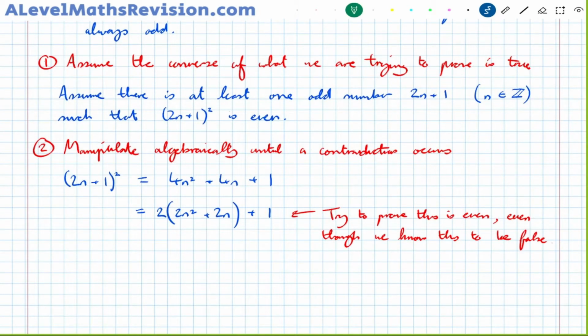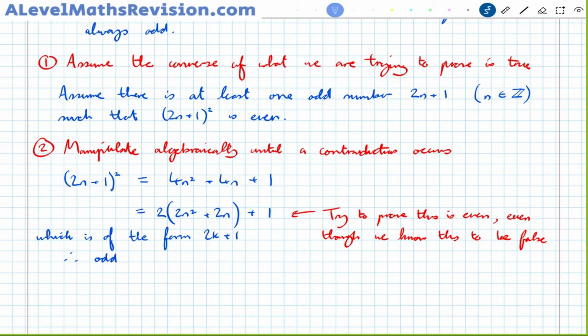And clearly, it's odd, which is of the form 2k plus 1, therefore odd. We assumed it's even. We put ourselves out there, scream from the rooftops that we're trying to prove that this is even, and we failed. We didn't just fail, we showed that we were exactly wrong in trying to prove that it was even.